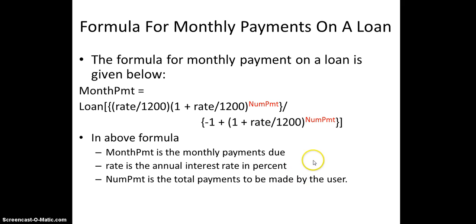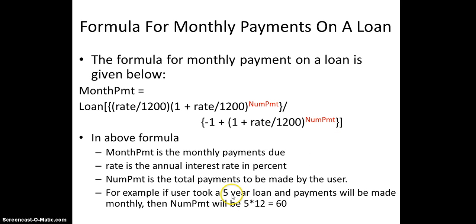So we can calculate it as follows. By the way, this will be a whole number, so let's once again become clear what our whole numbers are and what could be fractional numbers. Num PMT will be a whole number. So how can we calculate num PMT? For example, if the user took a 5-year loan and payments will be made monthly, then 12 payments per year for 5 years, so 5 into 12 is 60. So there will be 60 payments made. Okay, so that will be num PMT.